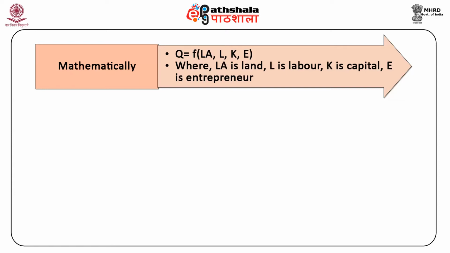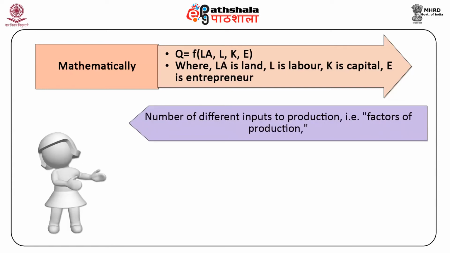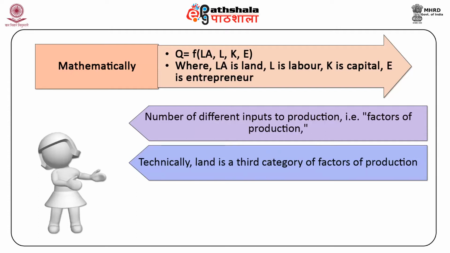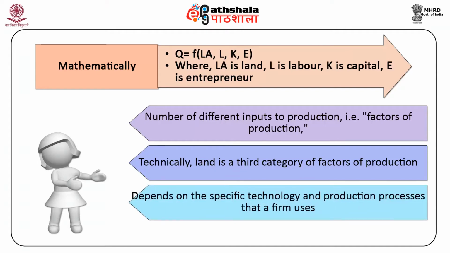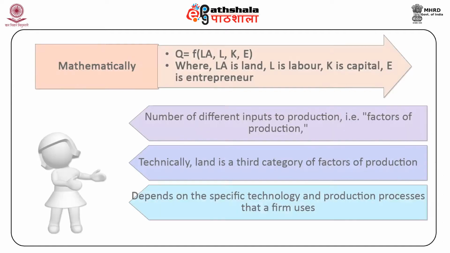There can be a number of different inputs to production, that is, factors of production, but they are generally designated as either capital or labor. Technically, land is a third category of factors of production, but it's not generally included in the production function except in the context of a land-intensive business. The particular functional form of the production function depends on the specific technology and production processes that a firm uses.